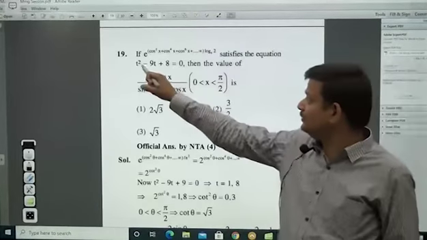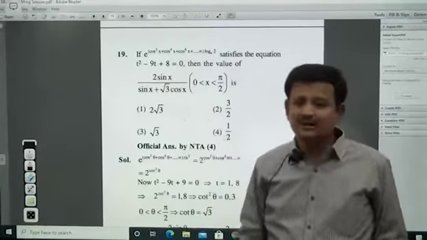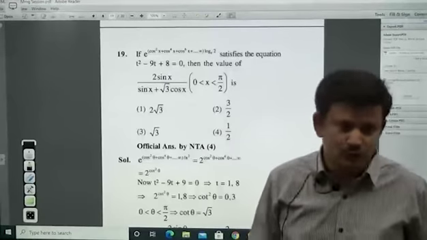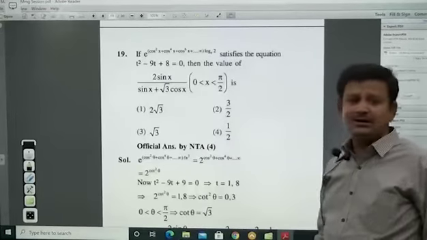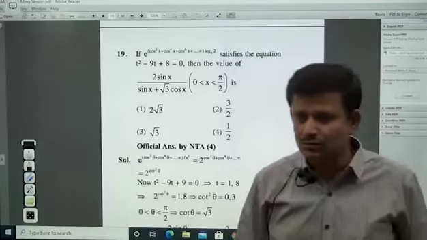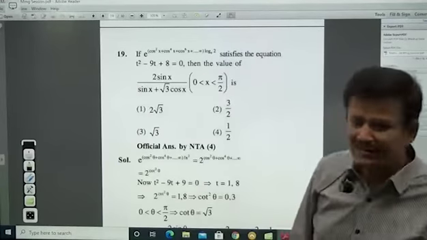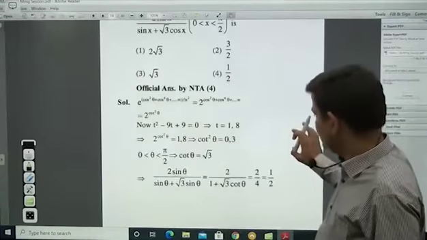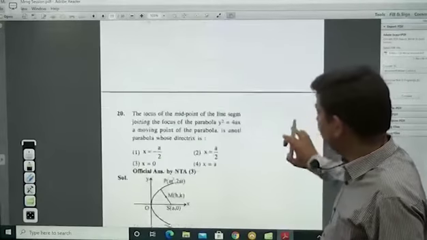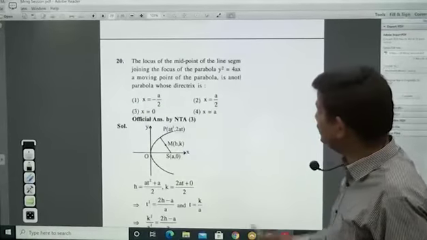You can see roots of this equation. What are they? 8 and 1. 9 is given, 8 and 1. Okay. So, 2 power cot square x is 8 or 2 power cot square x is 1. So, cot square x is either 0 or 8. So, not a difficult question. That's what he did. So, that is what you need to do. Anybody will do the same.